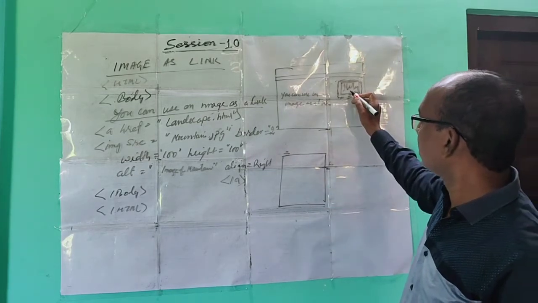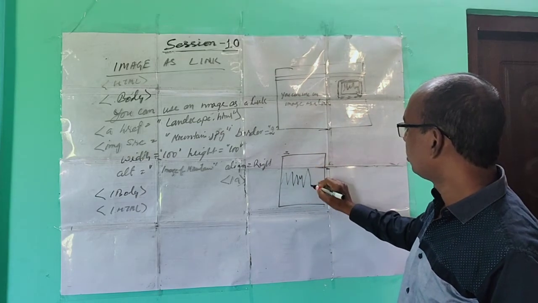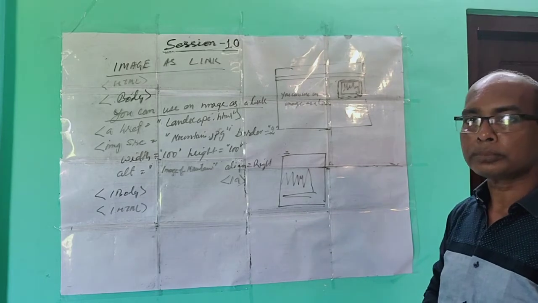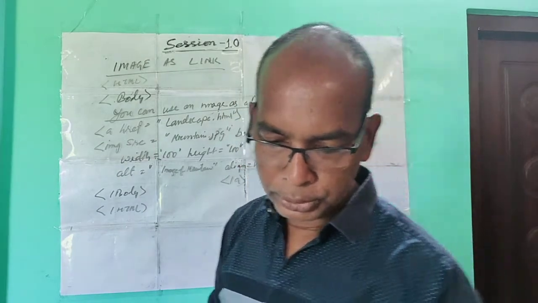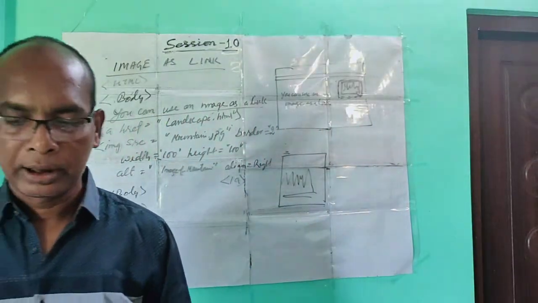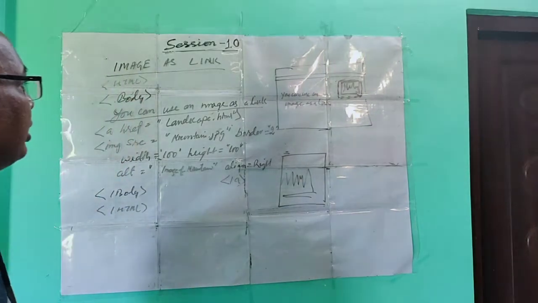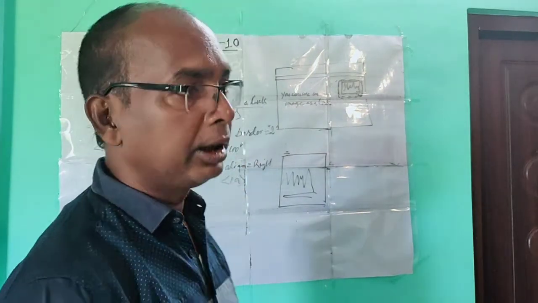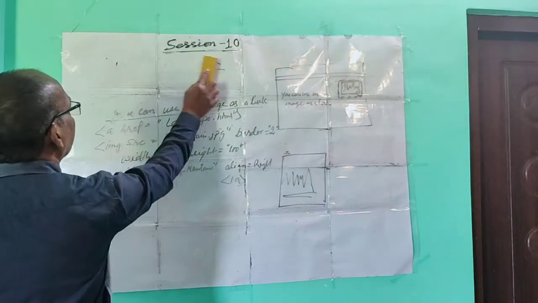So when you click it here, a picture of the image will appear in your web browser. Simple. Clear? So in this way we can create an image as a link. In the last class I explained that there are 3 types of link: link, A link, and B link. So I will go over that also.